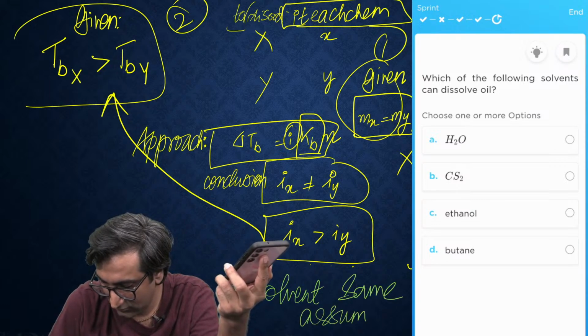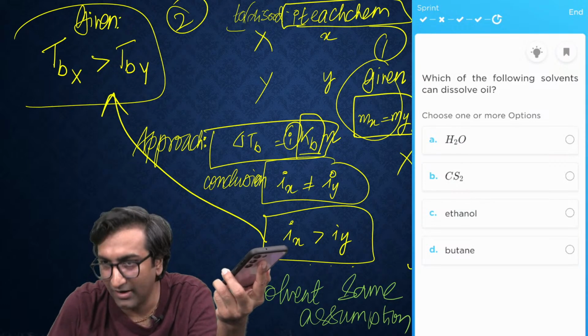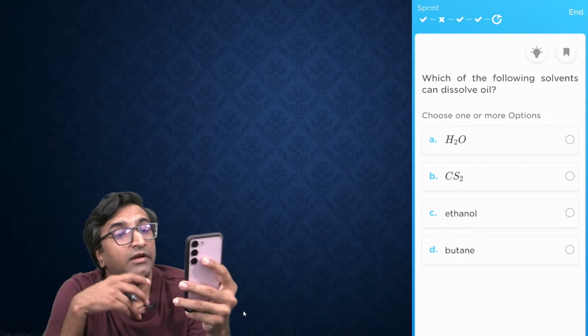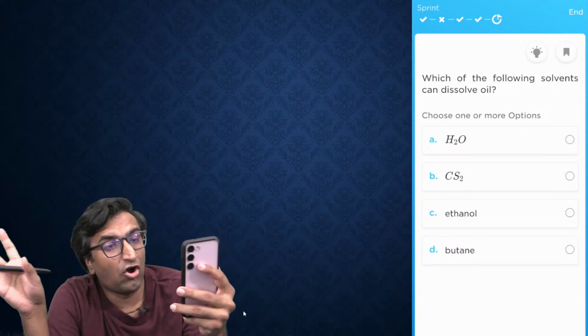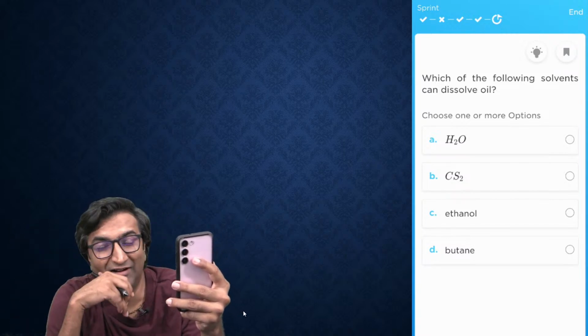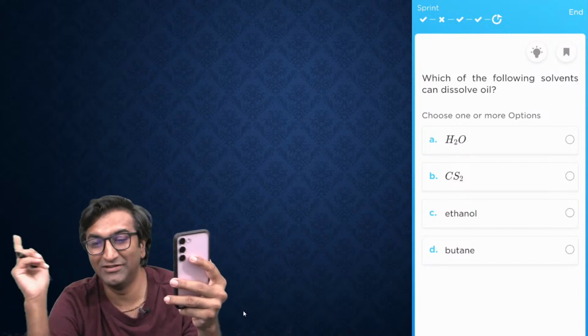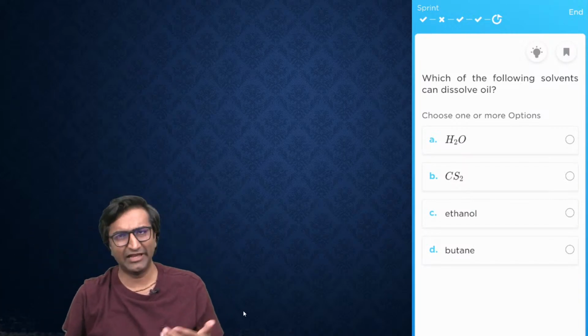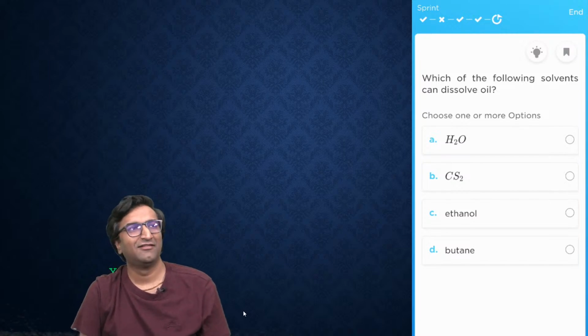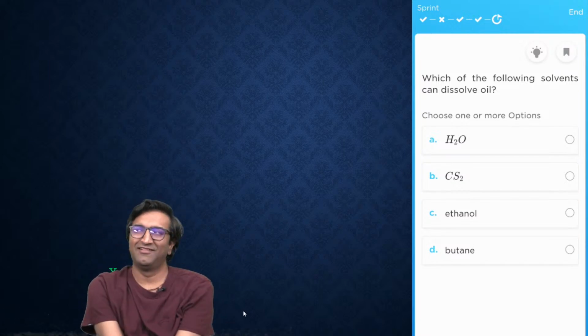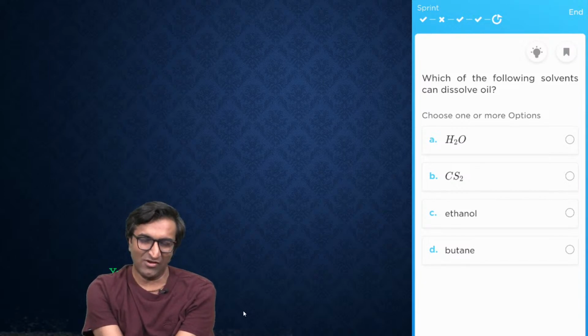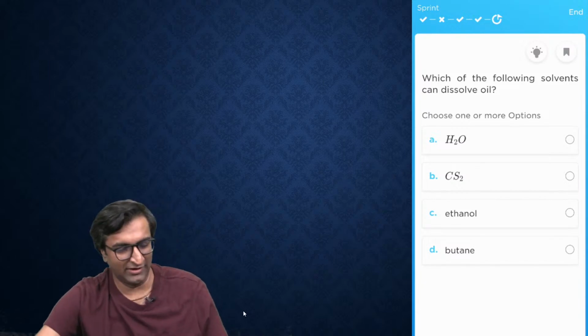Cool. Let's move ahead. Which of these can dissolve oil? Wow, what a question. We can have more than one correct answer. How many of these will dissolve oil? Oil, what is oil? Oil and water don't mix. So H2O is wrong. Let me take a screenshot of this, wait, before I forget.